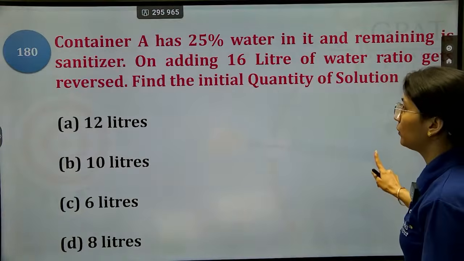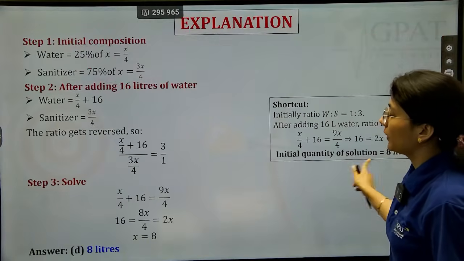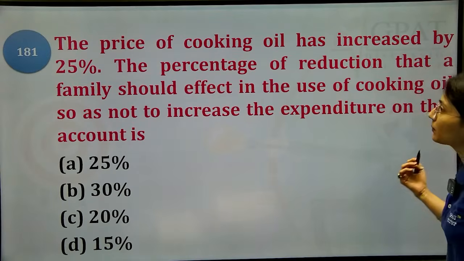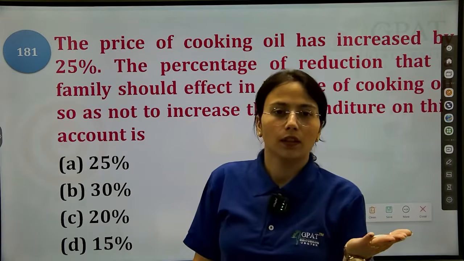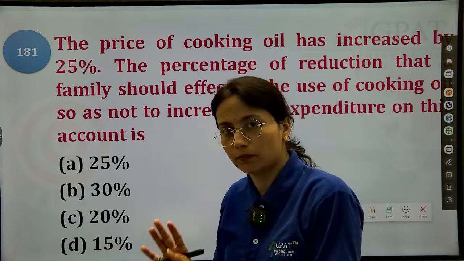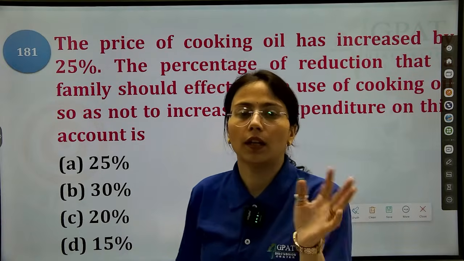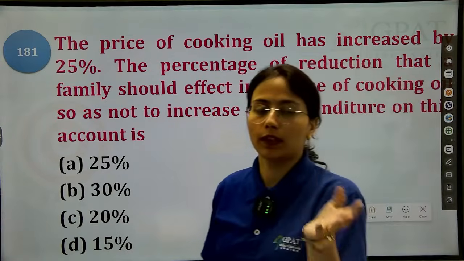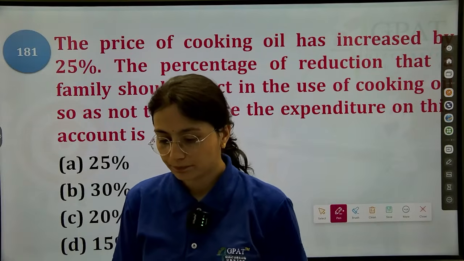Okay, so the answer for question number 180 is 8 liters. Now move to the next question, question number 181. The price of cooking oil has increased by 25%. So if cooking oil is 100 rupees per liter and the price increases by 25%, the new price is 125.